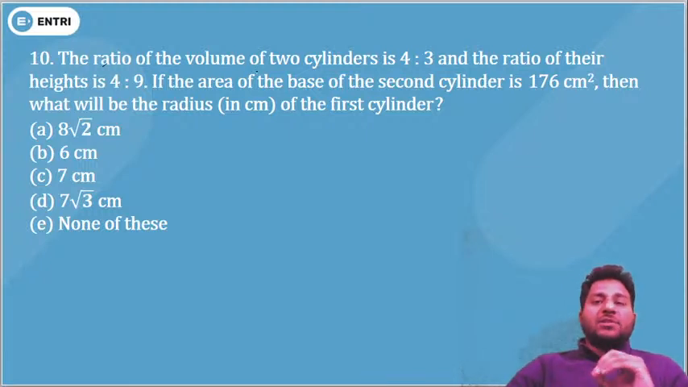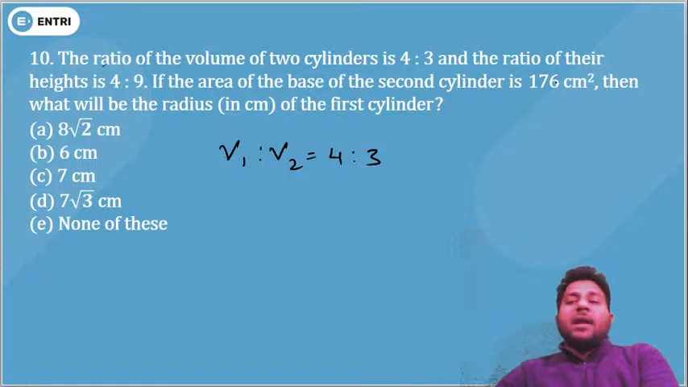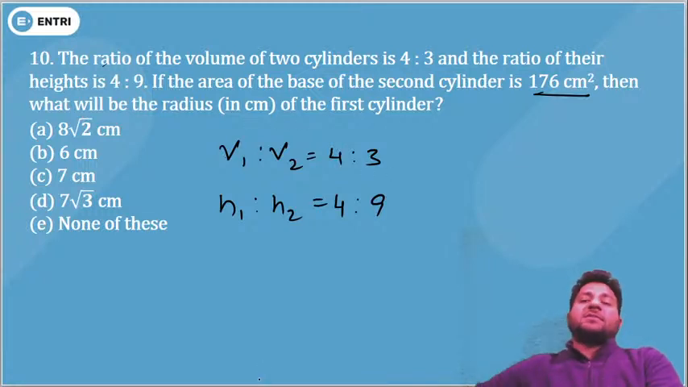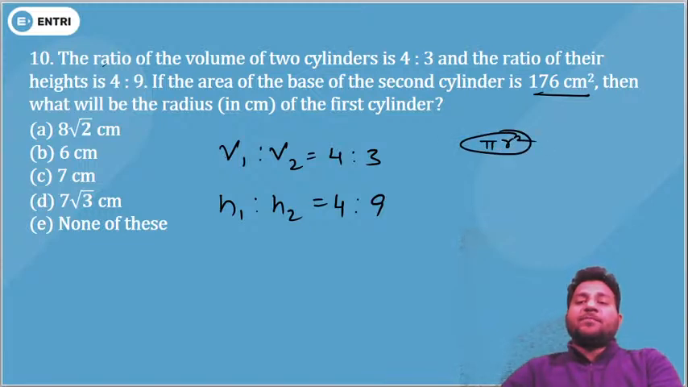Okay, the ratio of the volume of two cylinders has been given as 4:3, and the ratio of their heights is 4:9. If the area of the base of the second cylinder is this, then what will be the radius of the first cylinder? Look, the area of base will be pi r square. We know that.